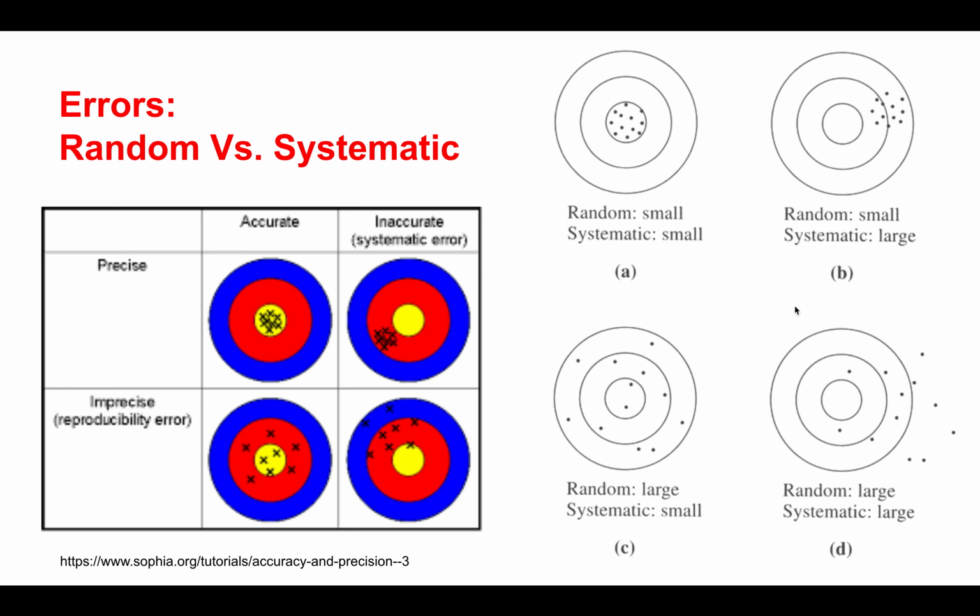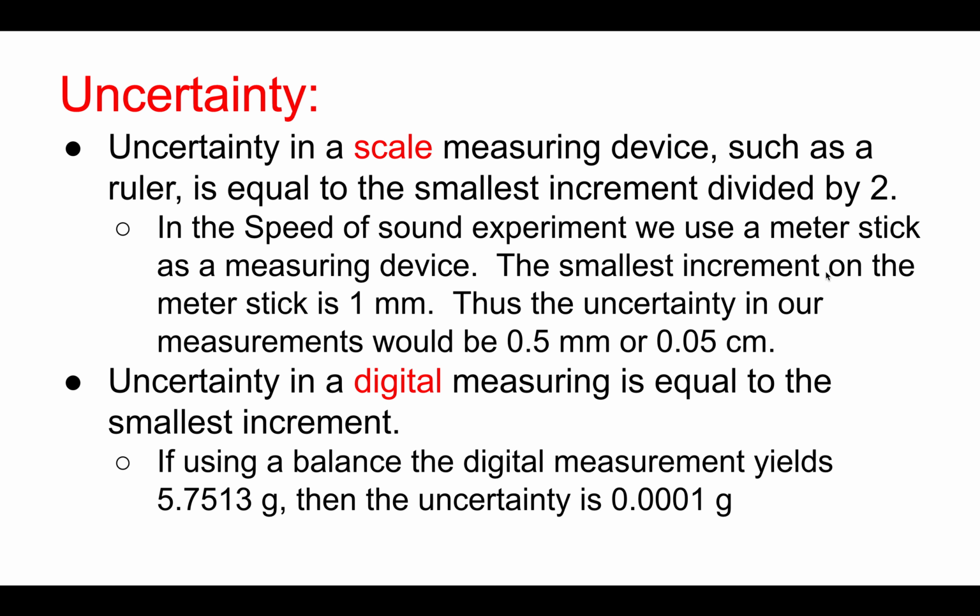Again, same thing we just saw over here. Here, the random error and systematic error are both small. Here, the random error is small, but the systematic error is large. Here, the random error is large. Let's again pretend it's windy out. But the systematic error is small. Again, the balance is tared properly. And here, the balance is not tared properly, and it's windy out.